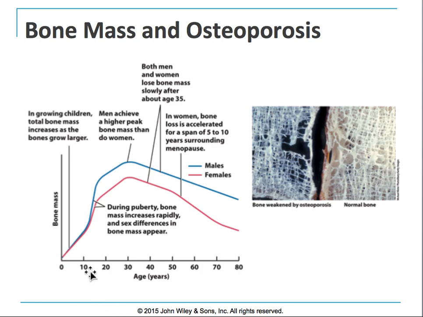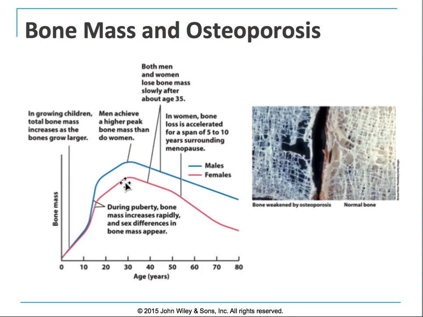So this graph is showing us bone mass and age in years. During puberty, bone mass increases rapidly. That's what we see here. And then these peaks are when we are achieving peak bone mass. So the blue line is for males and the pink line is for females. And you'll see it's right about late 20s, early 30s is about peak bone mass.